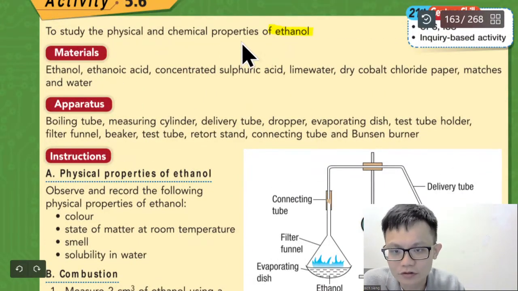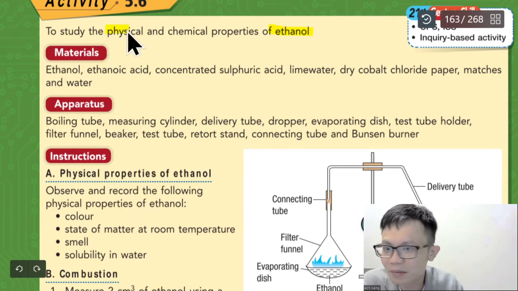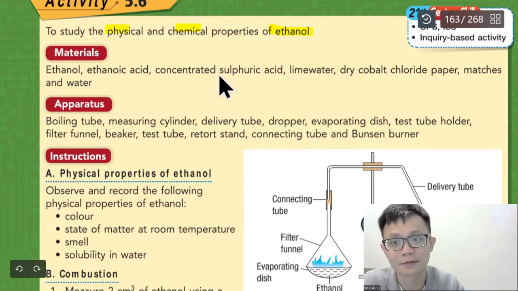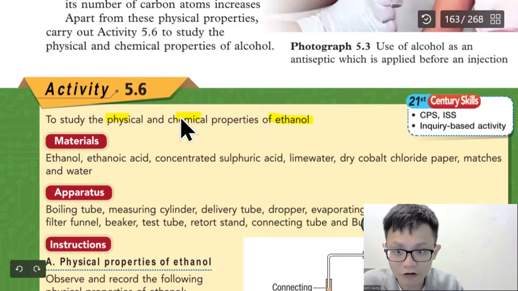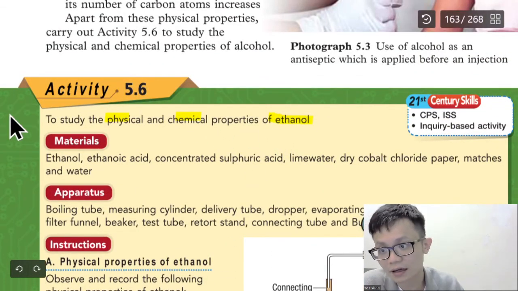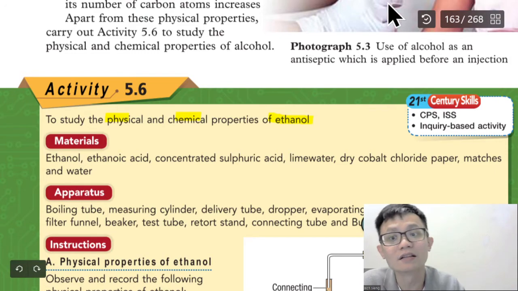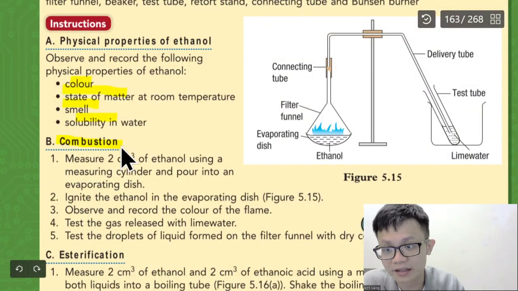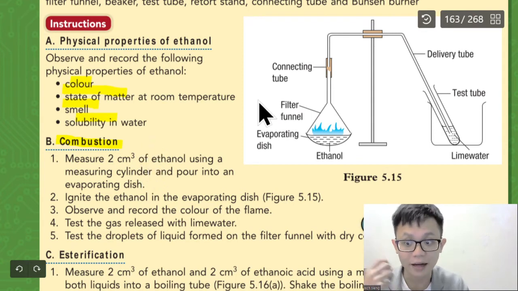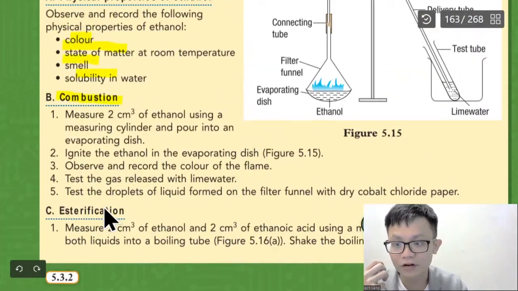Okay, so to study the physical and chemical properties. Maybe for the physical part, we can smell. For the physical part, we look at the color, the state of matter, the smell, the solubility in water. And for the chemical part, maybe we try to burn it, see if it can burn or not, because it's the chemical part. And then we try to do maybe the process of esterification.